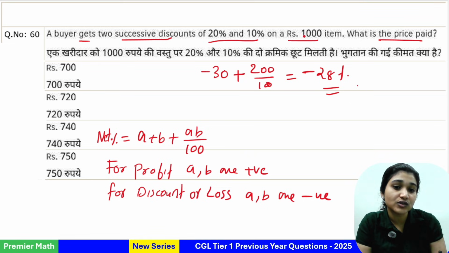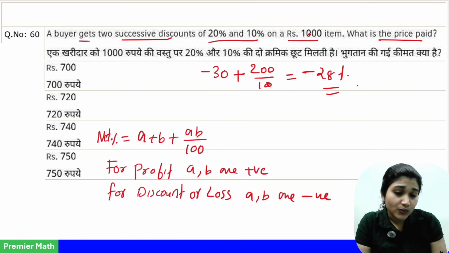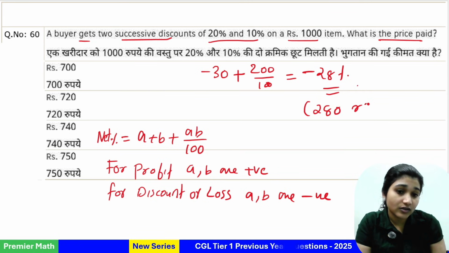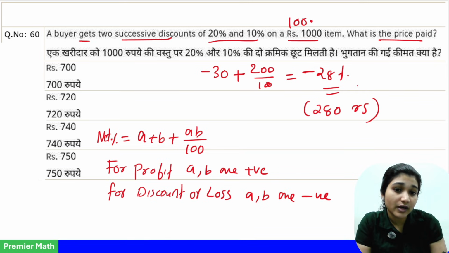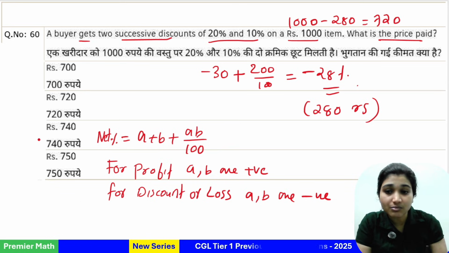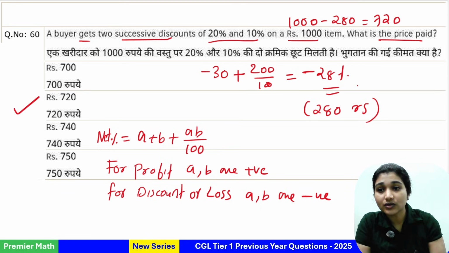Minus 28% of 1000 is equal to 280 rupees. So 280 rupees is the total discount here. So 1000 minus 280 is equal to 720 rupees, which is the price paid. Option 2 is your answer.